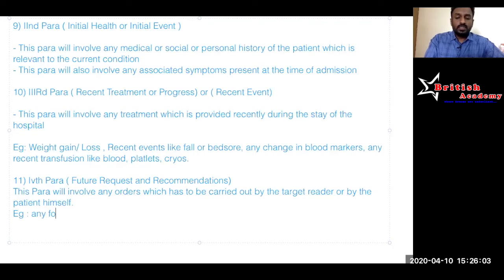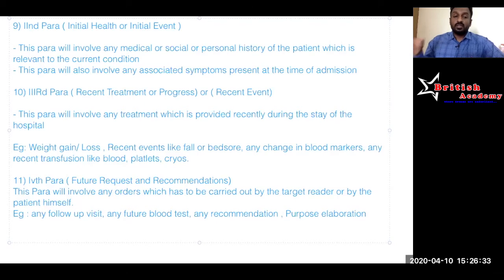Example, any follow-up visit which the patient has to do, any future blood test, any recommendations you have, like you assess the patient had a fall, you assess the patient and you suspect the patient has got intracranial pathology. So any recommendations as such you have for the patient's condition, you would mention in the fourth paragraph. Or the purpose elaboration, what you need from the other person. All those future requests and recommendations will have any recommendations like an X-ray to be done, a CT scan to be done. Those informations will come in the fourth paragraph.